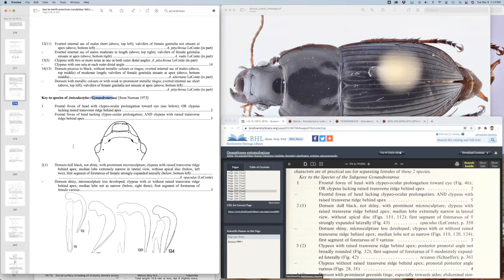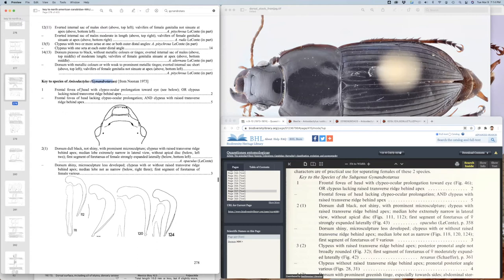So again, we're going to read both parts of this couplet. Look at the frontal fovea of head with clypeo-ocular prolongation toward eye, or clypeus lacking raised transverse ridge behind apex, or there's an and statement, the frontal fovea lacking this prolongation and the clypeus with this transverse ridge. So as we get into species level keys, we see more and more unique characters, and this is just something we have to deal with. And so when you come to a key like this, you've probably never heard of these characters. You've probably not seen them before. So you really have to take your time to figure out what they're saying specifically. So it helps with the illustration that we have here.